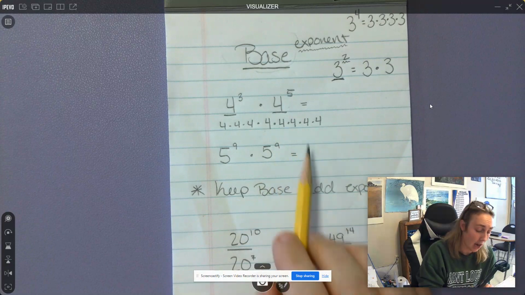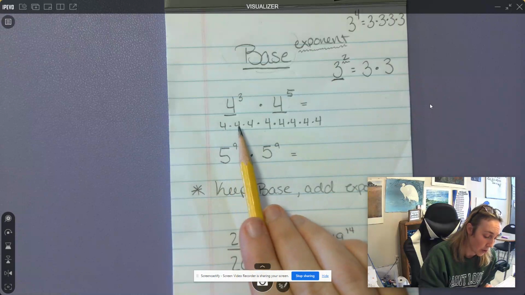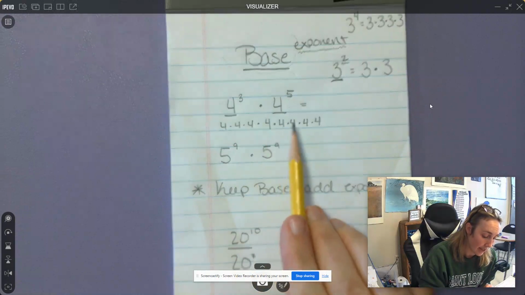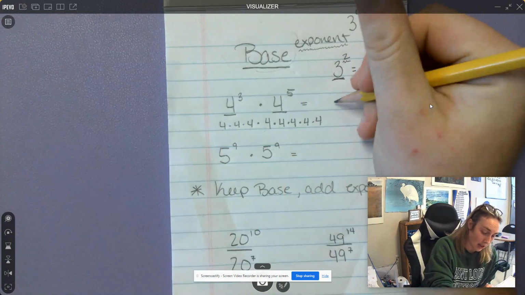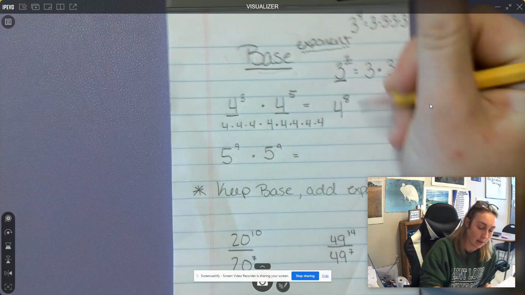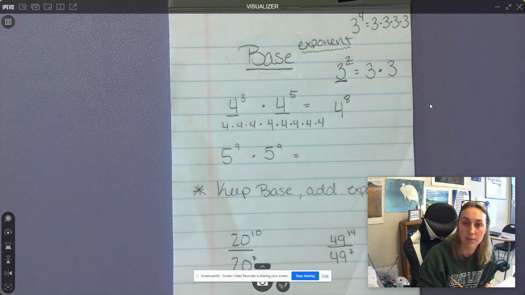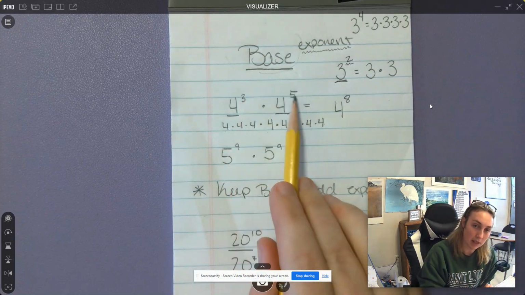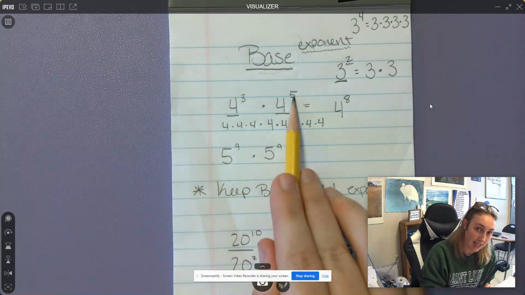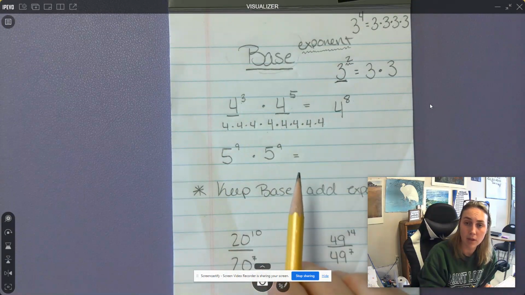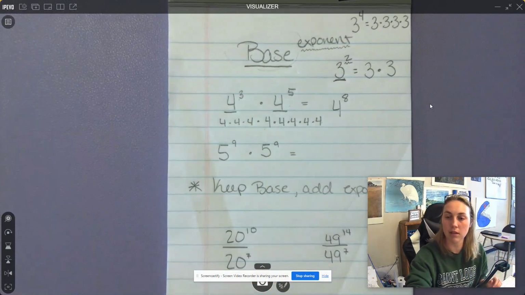Okay. And now we just have to count how many 4s we have. Well, we have 1, 2, 3, 4, 5, 6, 7, 8. So this would be simplified as 4 to the 8th power. All right. And here's what I want you to notice. If you look at the exponents and you add them together, 3 plus 5 is 8. All right. So whenever you are, let me make this smaller real quick.